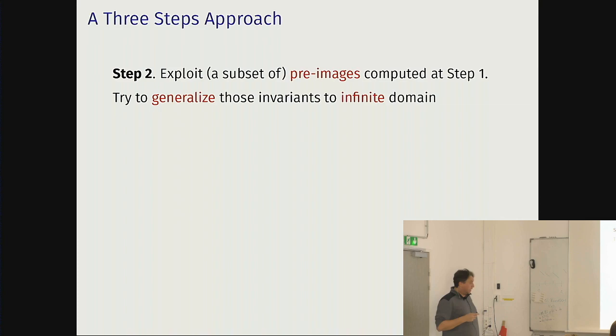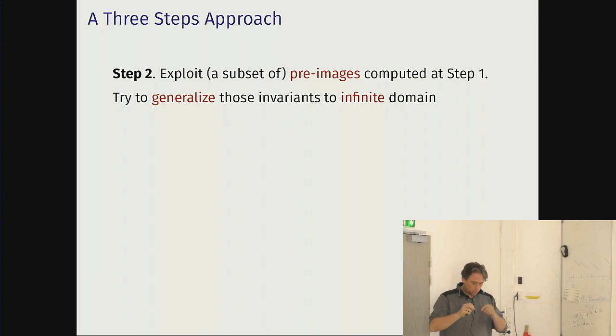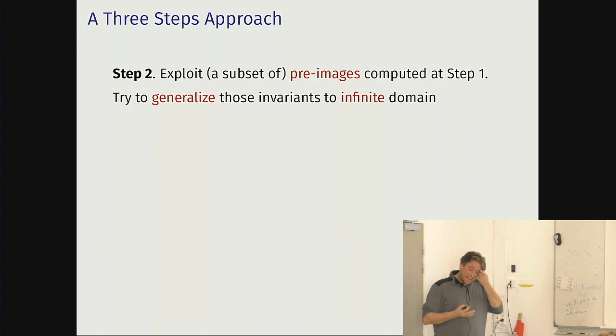Now in step two, we're going to exploit a subset of pre-images computed at step one, and we're going to try to generalize invariants to infinite domains. So what is the point here? You run Cubicle. If it reached a fixed point and there was no safety problem, then you had a lot of cubes, but for a finite domain. And the disjunction of these cubes is an invariant of the system. And each of these cubes is also an invariant of the system.